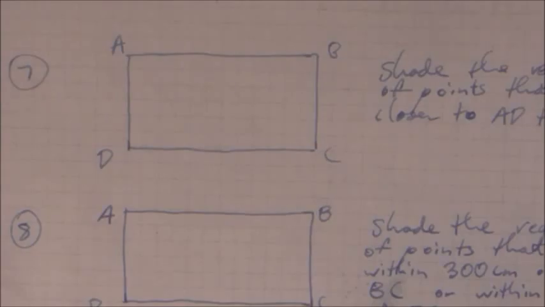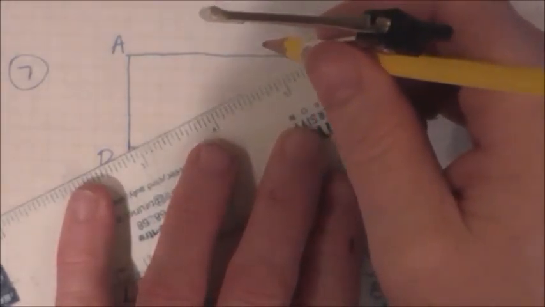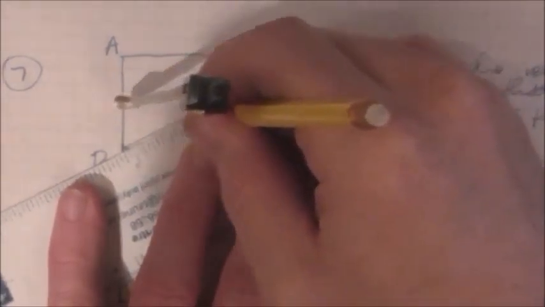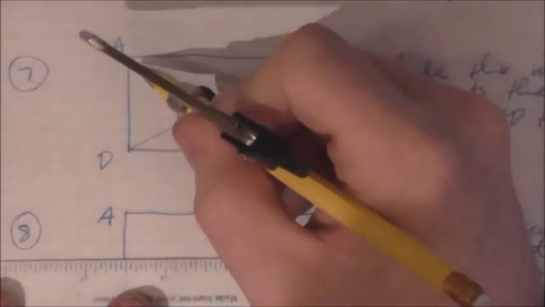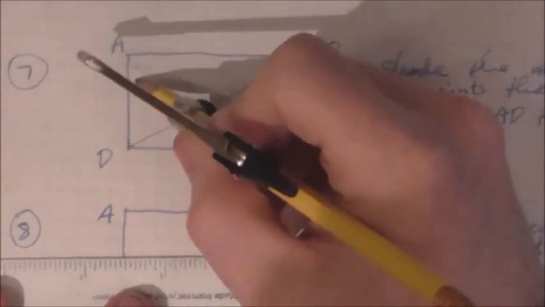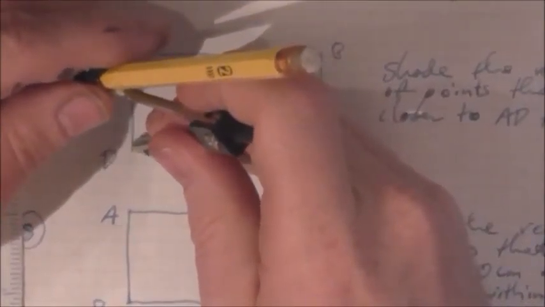Question 7. Shade the region of points that are closer to AD than DB. Where's DB there? So, which ones are closer to AD? That's closer to AD. That is, that's not, that's not. That is, that's not. That is, that's not. So, I think what I need is a bisector here.